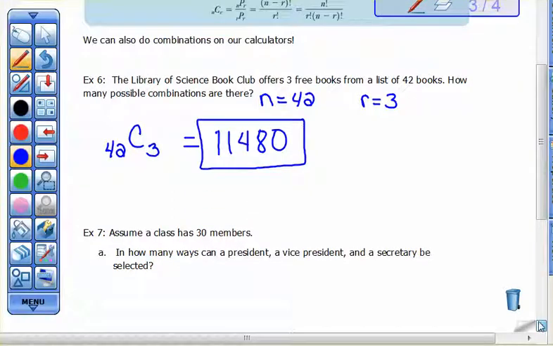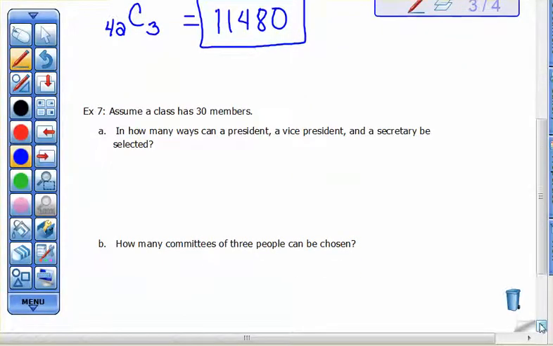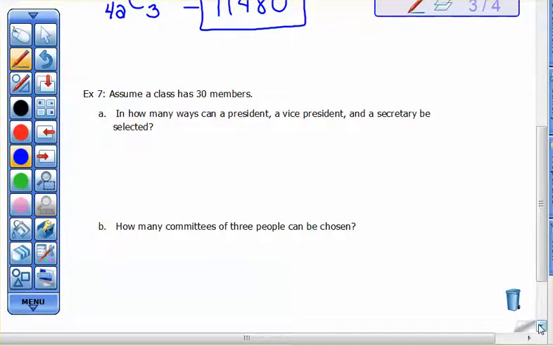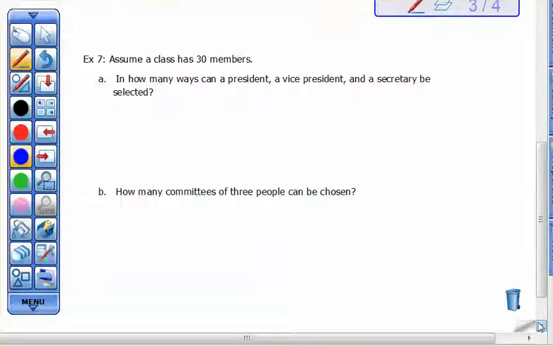Now, be careful when you're working these problems that you're constantly aware of why you're choosing a combination or a permutation. A lot of times they'll throw things in there where you'll have to decide, is it a combination or is it a permutation? We want to make sure that we're deciding the correct one.